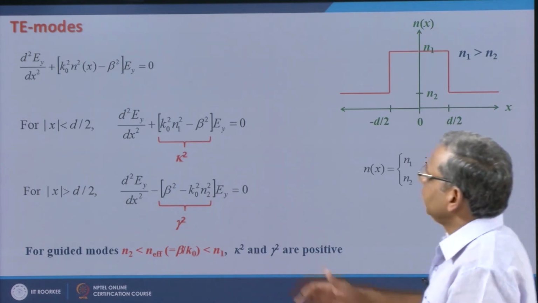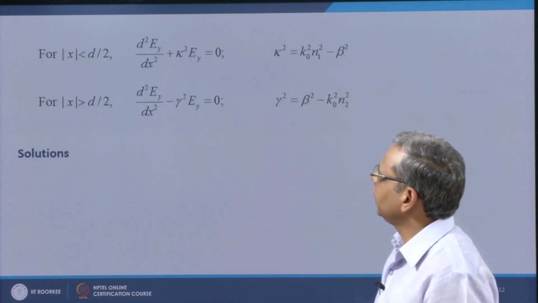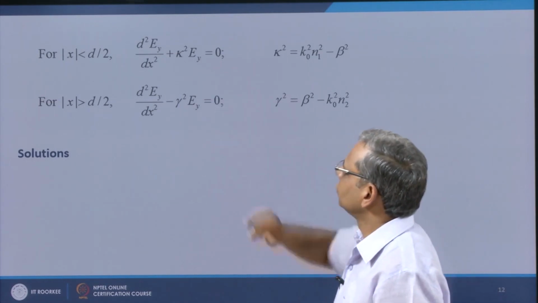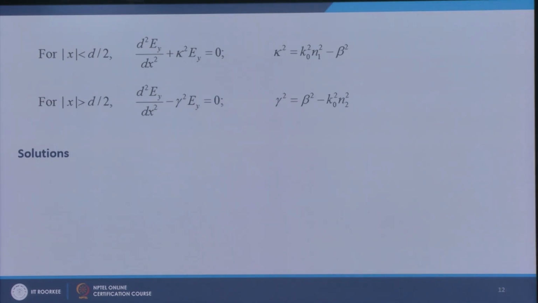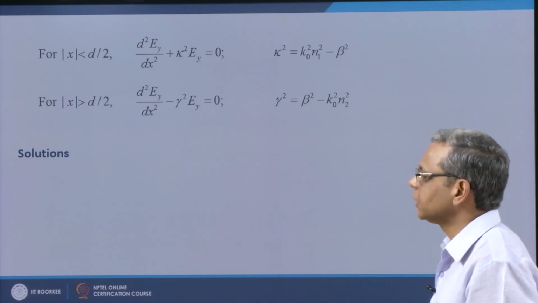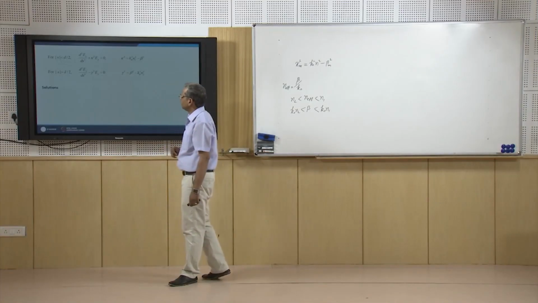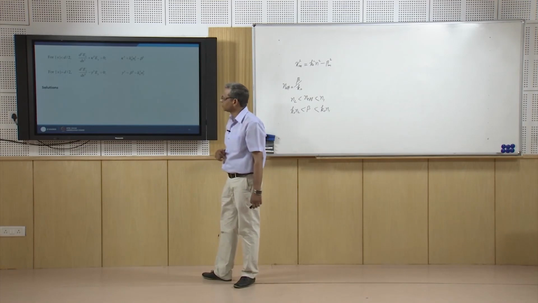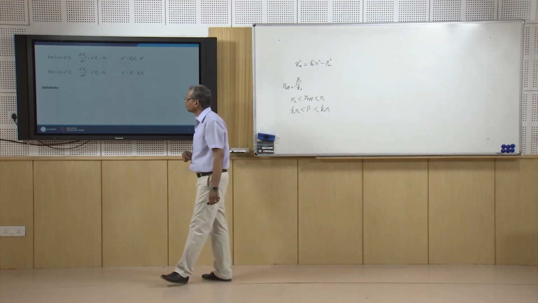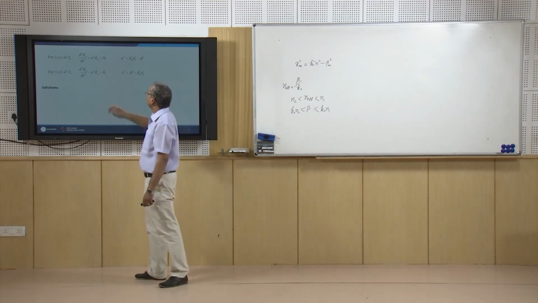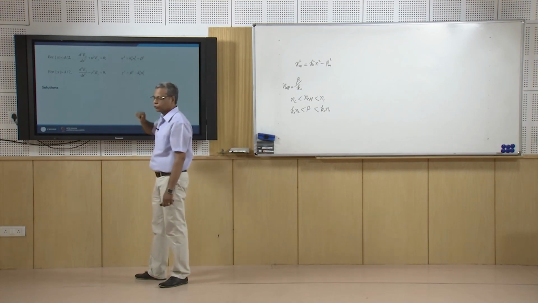So, let me write these equations down again here. For mod x less than d by 2, I have got an equation d2 Ey over dx square plus kappa square Ey is equal to 0, and for mod x greater than d by 2, it is d2 Ey over dx square minus gamma square Ey is equal to 0, where kappa square is this and gamma square is this.